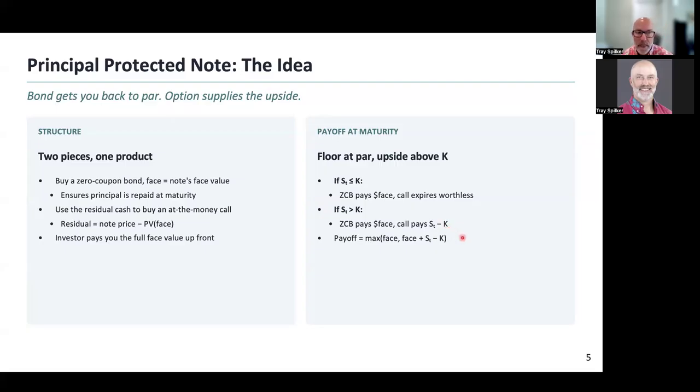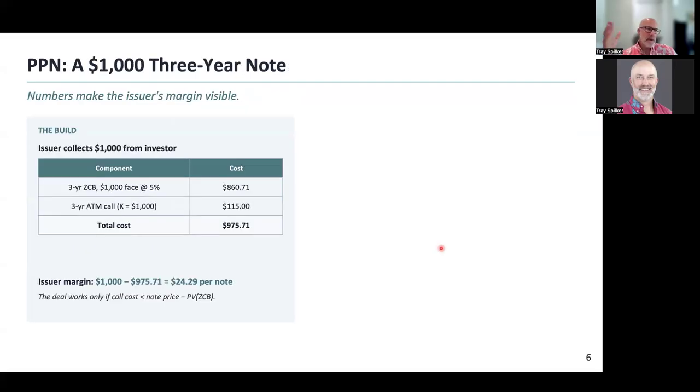And so the payoff looks pretty similar, except the lower bound is the face value of the bond, right? So in the worst case scenario, we get the face value. In the best case, we get the face value plus the profit from the market, the stock price relative to the strike price. So let's make it a bit more visible here.